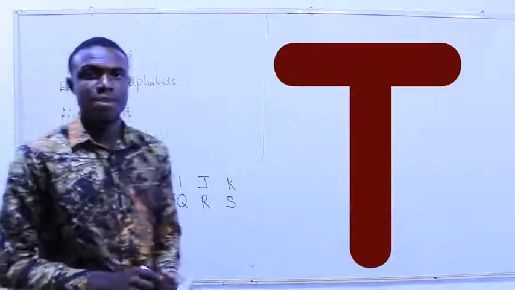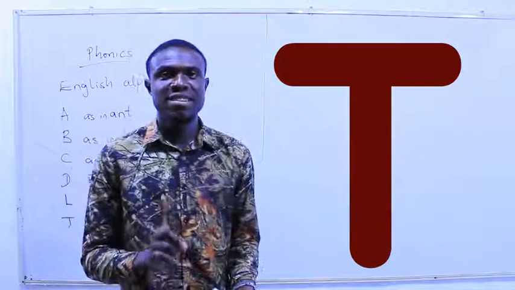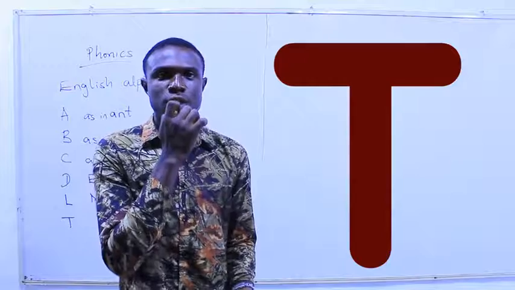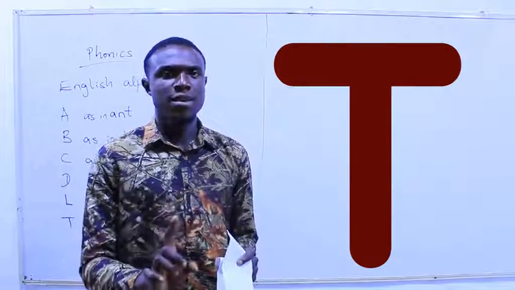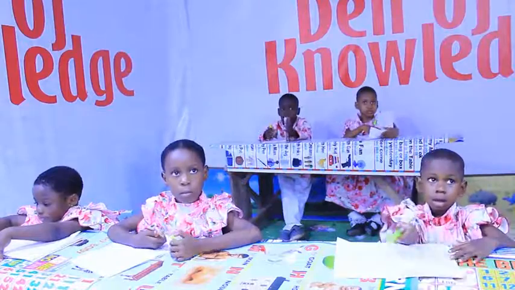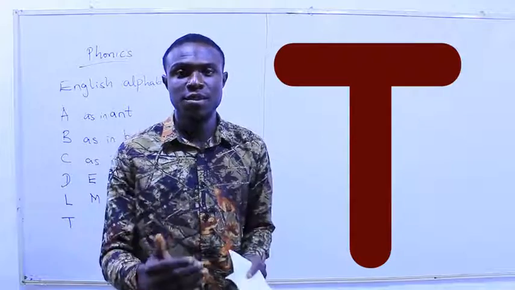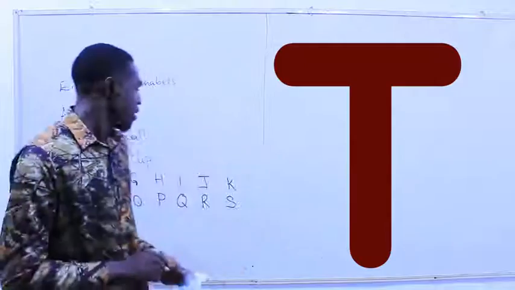Now, have this one you often see. T. Close your teeth and then pronounce it quietly. T. That's how to pronounce it. Very simple. T. Okay?